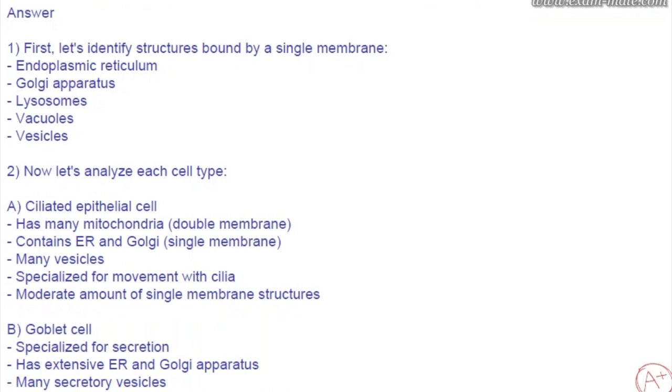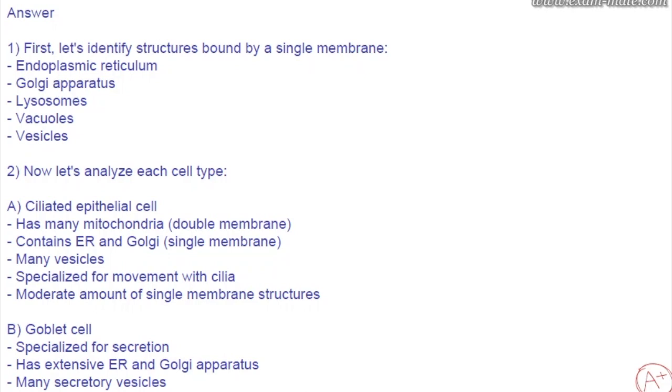1. First, let's identify structures bound by a single membrane. Endoplasmic reticulum, Golgi apparatus, lysosomes, vacuoles, vesicles. 2. Now let's analyze each cell type. A. Ciliated epithelial cell. Has many mitochondria, double membrane.